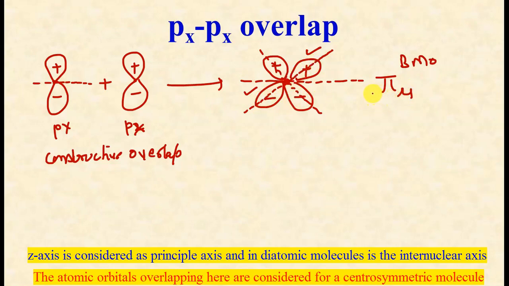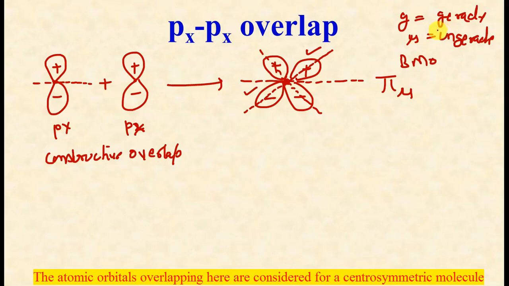So in contrast to s overlap and pz overlap, where bonding molecular orbitals had g, meaning a symmetric arrangement, we now have the u symbol with the pi orbital. G stands for symmetric, u stands for unsymmetric. G stands for gerade and u stands for ungerade. Ungerade means unsymmetrical, gerade means symmetrical, meaning an equal type of arrangement across the center of inversion.